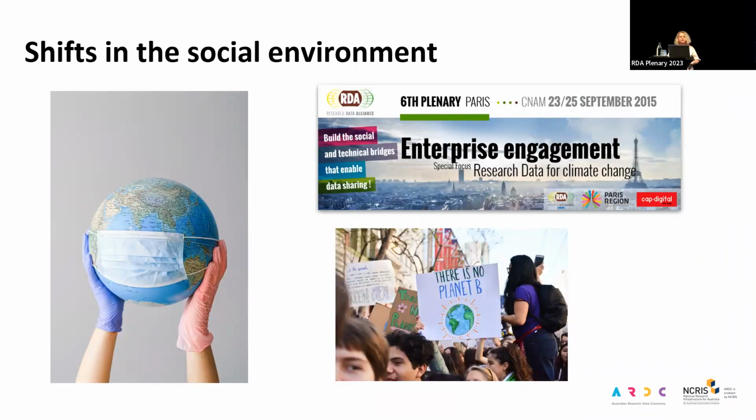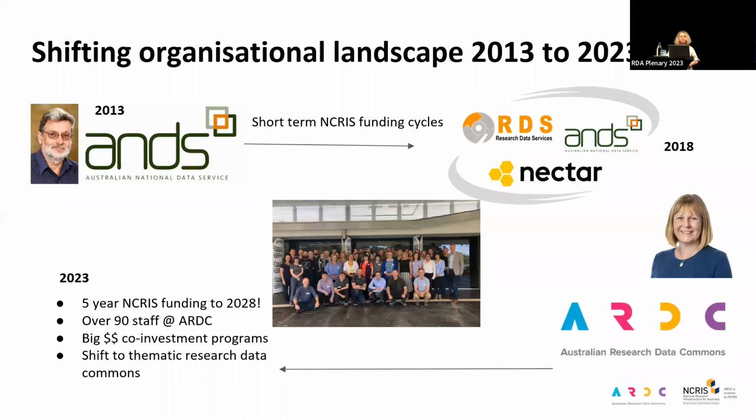So there have also been shifts in the social environment that have influenced the development of RDA. COVID obviously was a big one. We all realized we're all on the same planet, and suddenly we couldn't go anywhere, and RDA had to move to virtual plenaries, which was very difficult for everybody during that period. We have also had the realization that we have to do something about the environment, and you can see that research data for climate change theme back there at the RDA plenary in 2015. Also, we have a shifting organisation landscape. So I'm not sure about your organisations over the last 10 years.